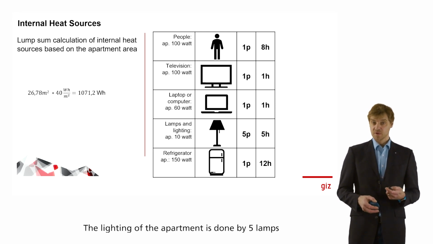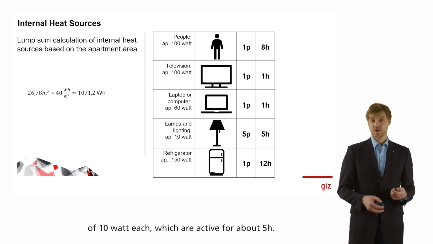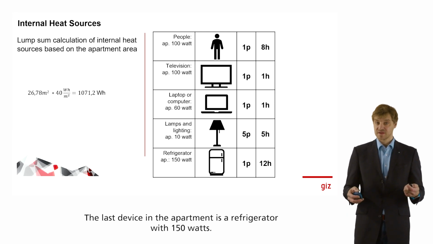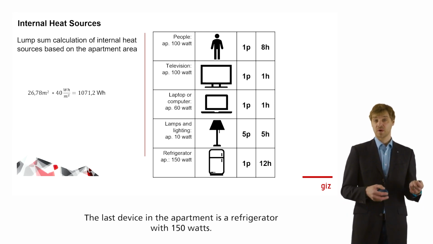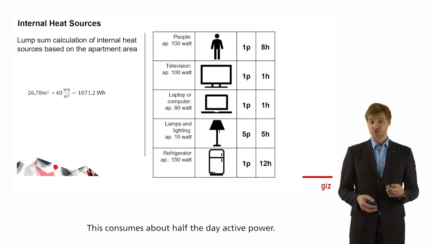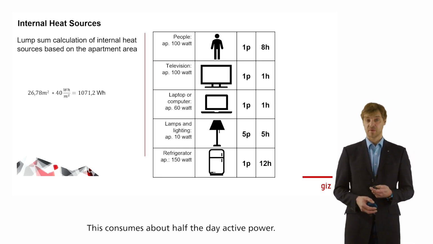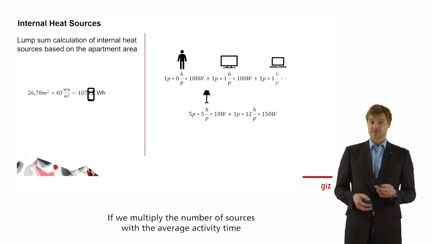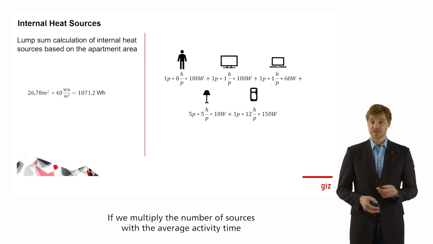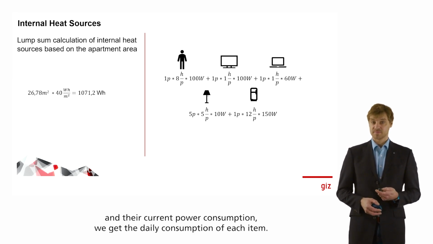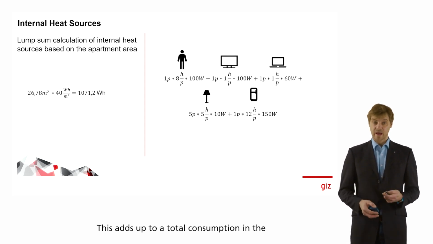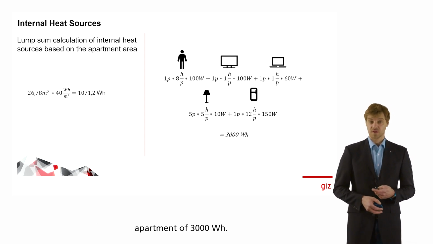The lighting of the apartment is done by 5 lamps with 10 watt each, which are active for about 5 hours. The last device in the apartment is a refrigerator with 150 watts. This consumes half the day of active power. If we multiply these numbers and sources with the average activity time and their current power consumption, we get the daily consumption of each item. This adds up to the total consumption in the apartment of 3000 watt hours.